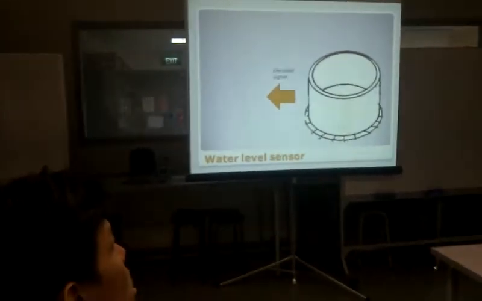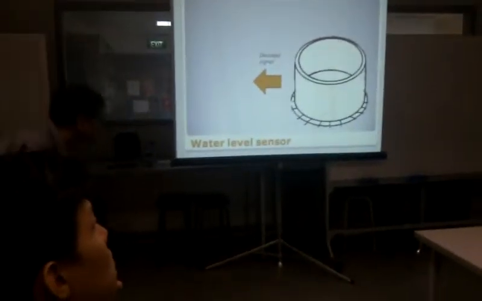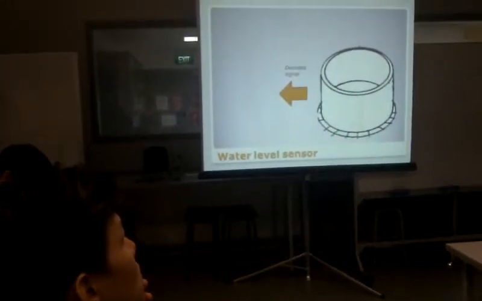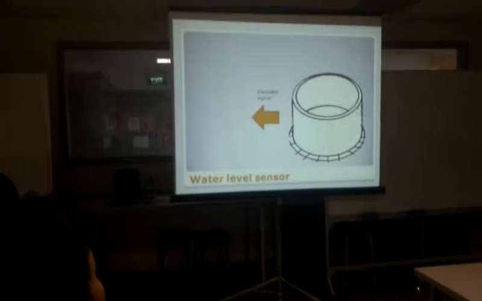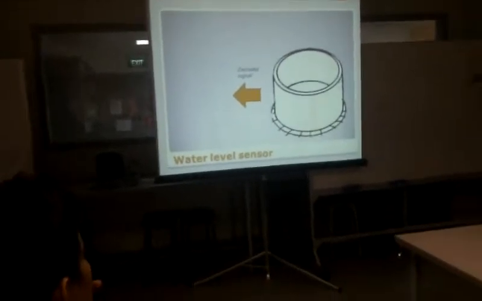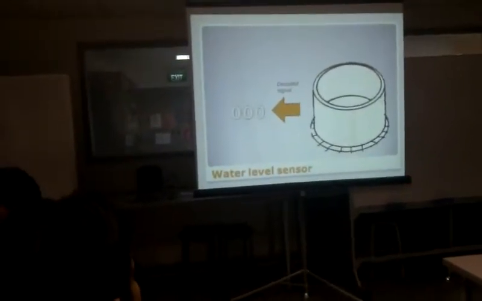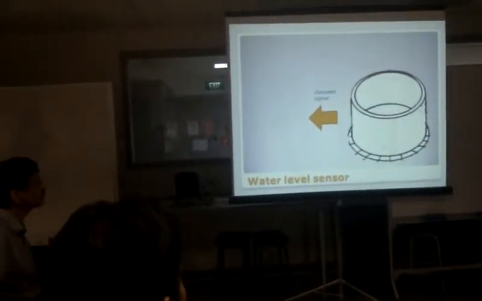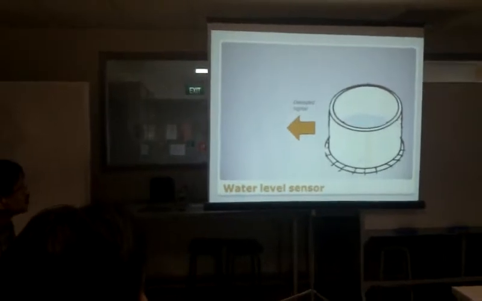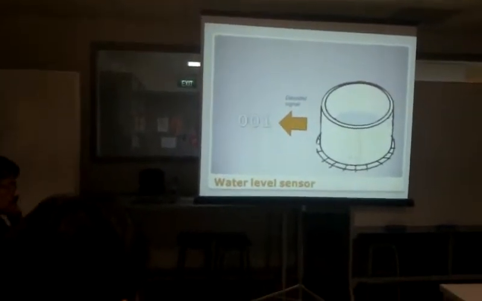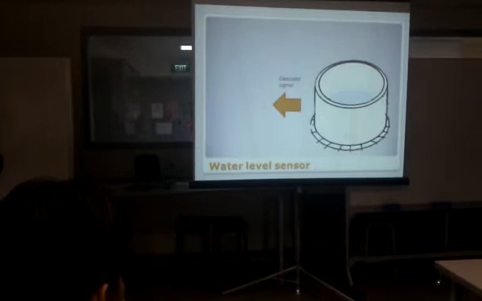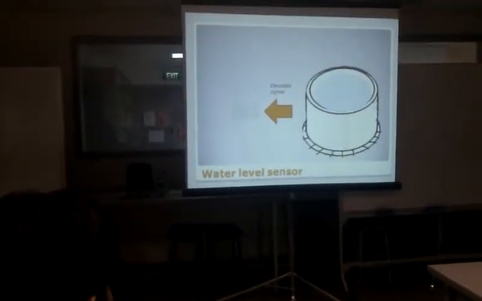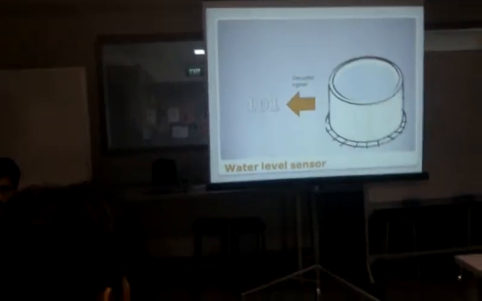Then the electricity will flow from the transistor's emitter, and that will send the output to the decoder. The decoder will make a decoded signal and send that to the PIC. When there is no water, the decoded signal will be 000. When we have water at the first level, which is 100 milliliters, the signal will be 001. At 200 milliliters, it will be 010. And the full level will be 101. You can check its full level.